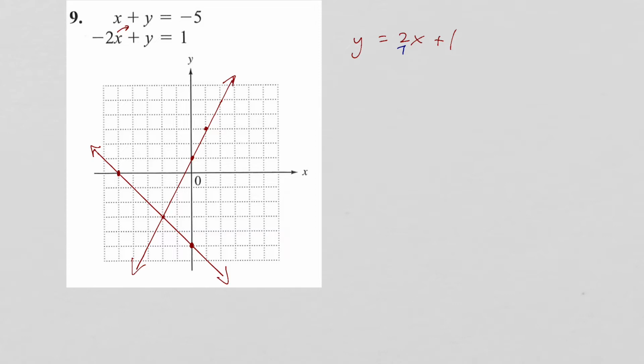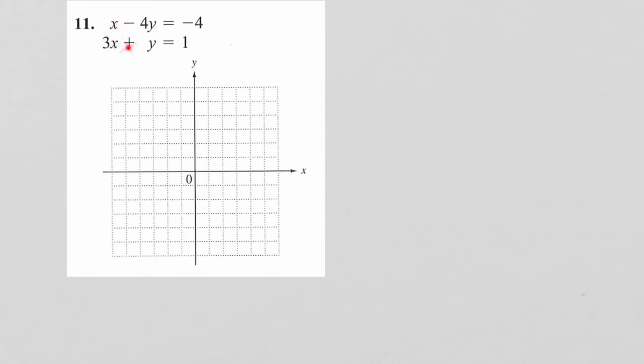And as an ordered pair, x is negative 1, 2, and y is negative 1, 2, 3. So the solution is negative 2, negative 3. In other words, when x is negative 2, y is negative 3 for both lines. That's that point there.